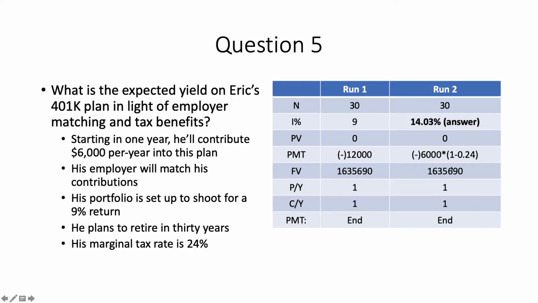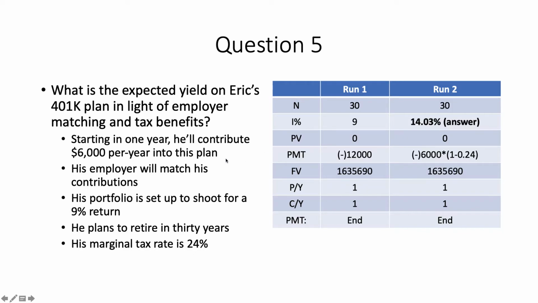Half of the $12,000 a year from run one, he doesn't put that away. He's only investing $6,000 a year. Besides that, he gets a 24% discount when he puts his own money into a retirement plan because he's in the 24% tax bracket. So it costs like 76% of $6,000.